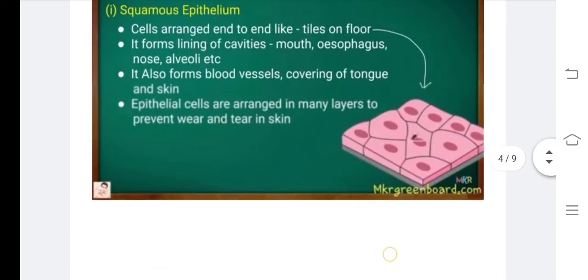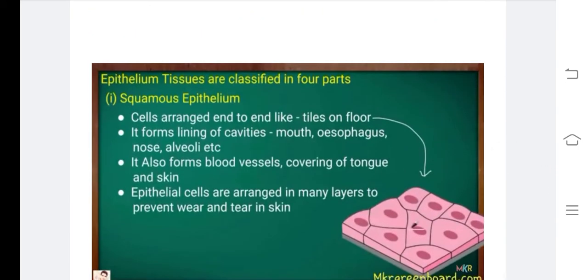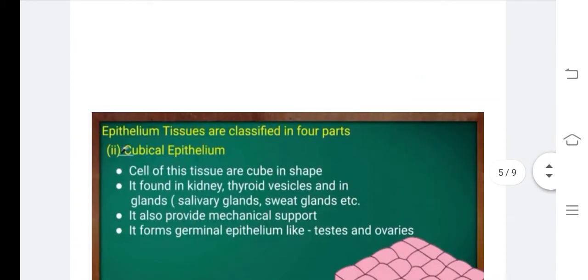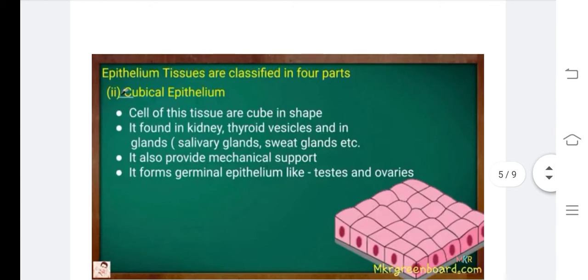The lungs are made up of simple squamous epithelial tissue. I hope you understand. Now we can move on to another one, cuboidal epithelial tissues. Why can we call it a cuboidal epithelial tissue? Because of its shape, a cube-like structure.